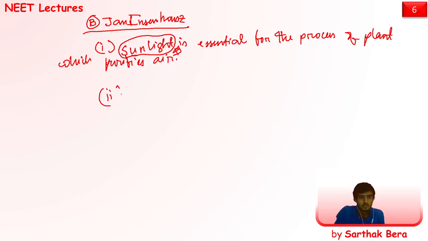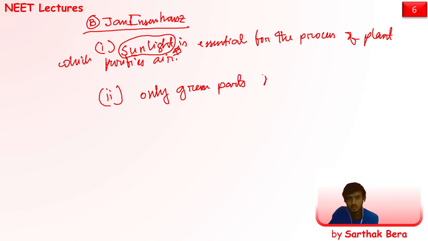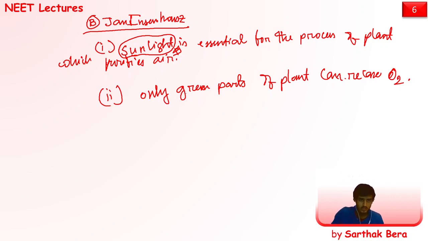And the second conclusion he has proved from his experiment is that only green parts of plants can release O2. So this is a very important statement. And in this statement, two things are hidden, that only green parts can release O2, and this O2 has come into the picture now.